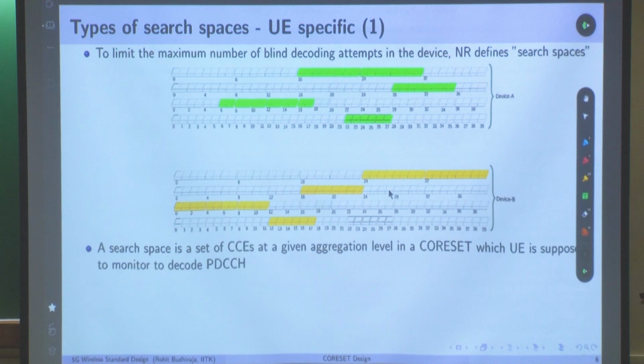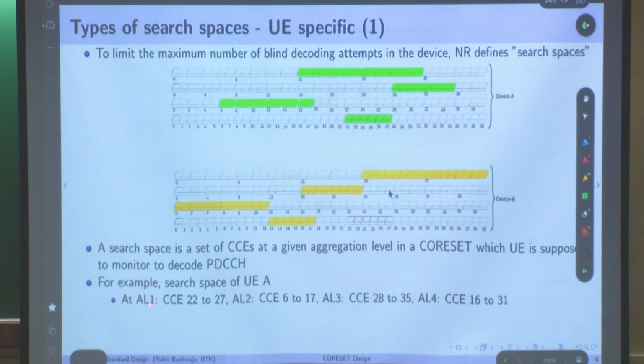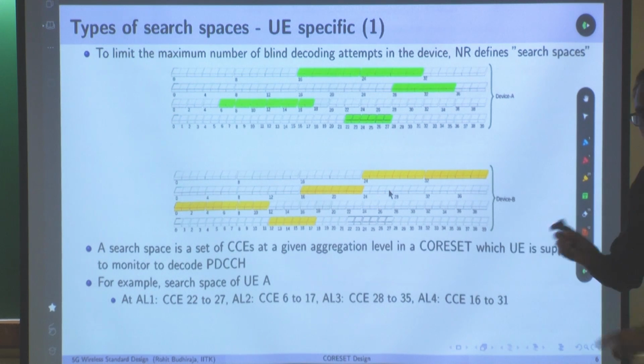Correct? Okay. So, for example, search space of UE A, what are we saying here? At aggregation level 1, it consists of CCEs from 22 to 27. We have seen that already, this is written here. At aggregation level 2, it consists of CCEs from 66 to 70. At aggregation level 3, it is from 28 to 35, and at aggregation level 4, it is from CCE 16 to 31. Each one of these is a CCE, a control channel element. So the granularity here is, as on the last slide, each of these boxes shows a control channel element.